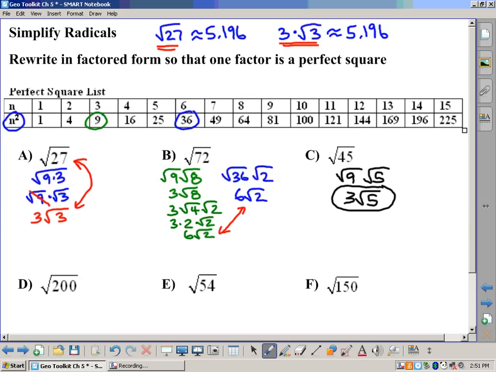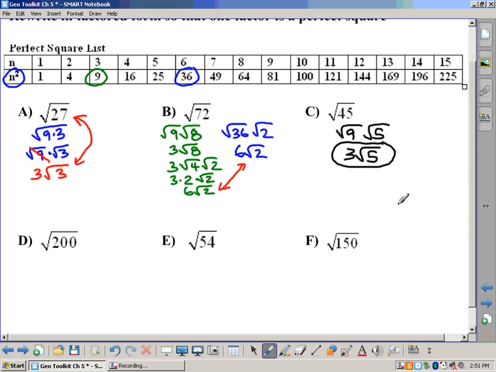Let's do a couple more here, just so you can see more of how this works. 200. Well, 25 goes into it. That would be 25 times 8, but there's a bigger number. 100 goes into it. So I would pick that one. So this is going to be the square root of 100 times the square root of 2, because 100 times 2 is 200. Square root of 100 is 10. So it ends up being 10 square root 2. And that means that's the simplified radical form of the square root of 200.